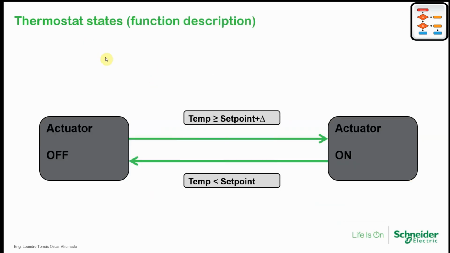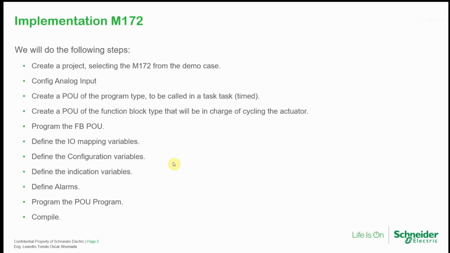This is another view of the problem that we have. If the actuator is off, the only way to go to on must be when the temperature is higher than the temperature set point plus the delta. And the only way to turn off the actuator will be when the temperature is lower than the set point. So these are the steps to follow in this exercise.